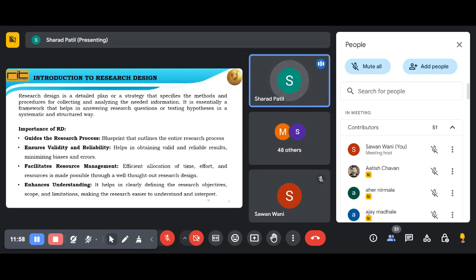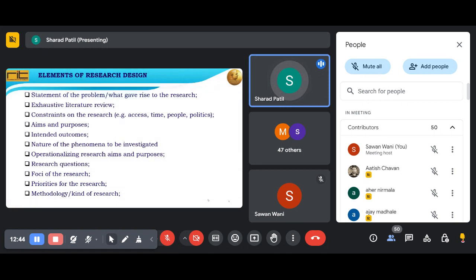Then also this research design will enhance the understanding. It helps in clearly defining the research objectives, scope, limitations, and making the research easier to understand and interpret. If you do not have the research design and planning, then you will not be in a position to say what my correct objectives are, what the scope of the objective is, where I should stop, where I should go in depth, or what the constraints and limitations for my research work are. It will make it easier for you as a researcher to understand and interpret the objectives you are going to have. So for this purpose, you require research design and planning.